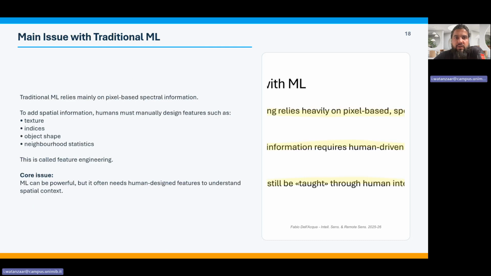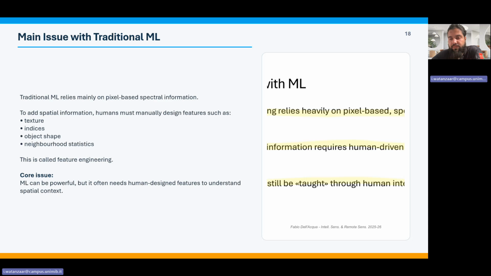Main issue with the traditional ML: what is happening with traditional ML, and why are we looking into deep learning? Traditional ML relies mainly on pixel-based spectral information. We have been discussing this for a long time. To add spatial information, if we increase the spatial information and the spatial resolution is very good, humans must manually design features such as texture, indices, object shapes, and neighborhood statistics. And this is really important.